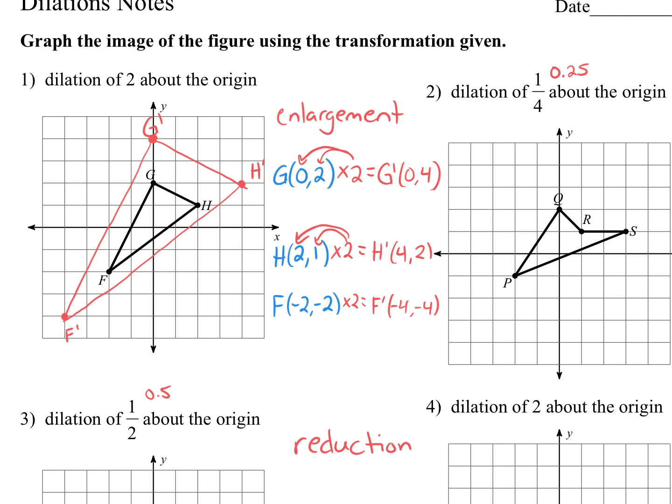Let's talk about real quick how we can check these. To check if we did it right on number 1, what did we say right at the beginning should happen? An enlargement. Is that what happened? Did it get bigger? Yes. So you can use that to check.